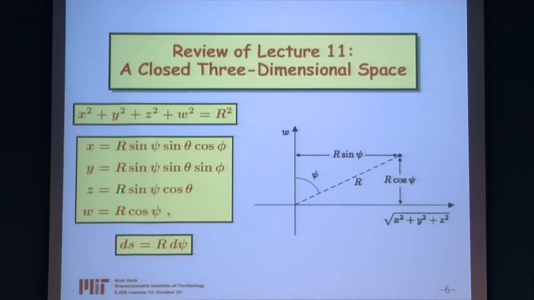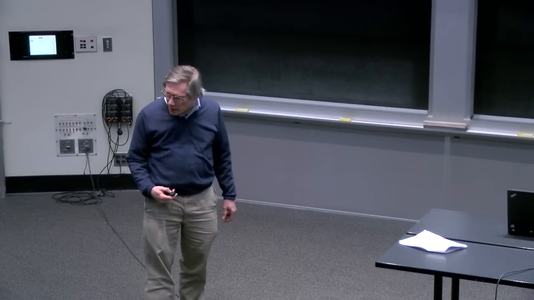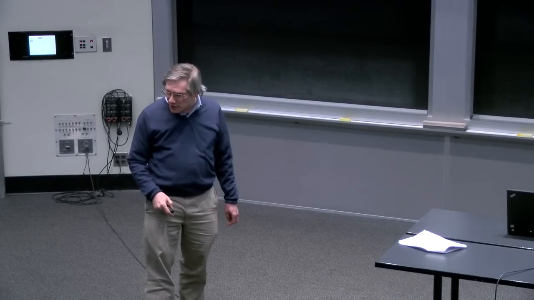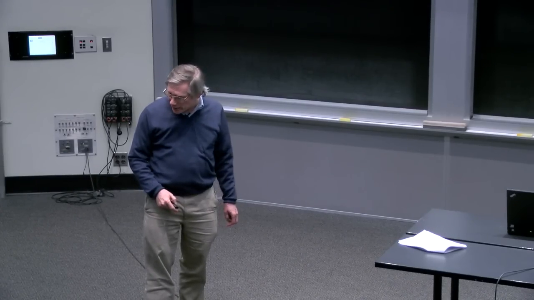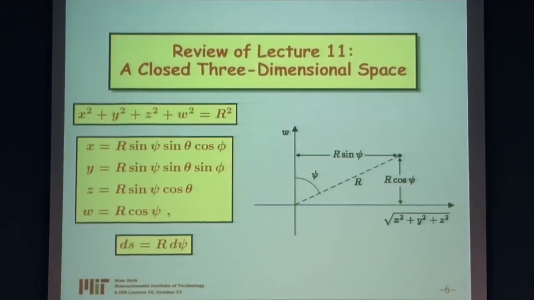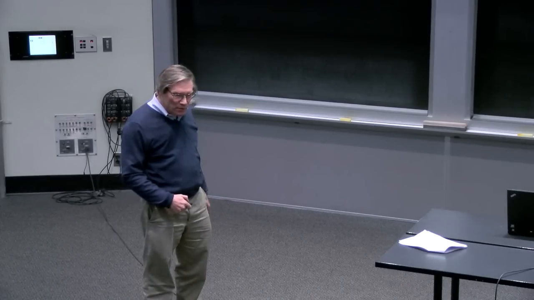And all we did is we set the w coordinate equal to r times cosine psi, which is just the statement that psi measures the angle from the w axis, nothing more. And then we multiplied x, y, and z by a factor of sine psi, so that now we still have maintained the condition that x squared plus y squared plus z squared plus w squared is equal to r squared, which you could prove directly by manipulating this using the famous identity sine squared plus cosine squared equals 1. Nothing more profound than that.